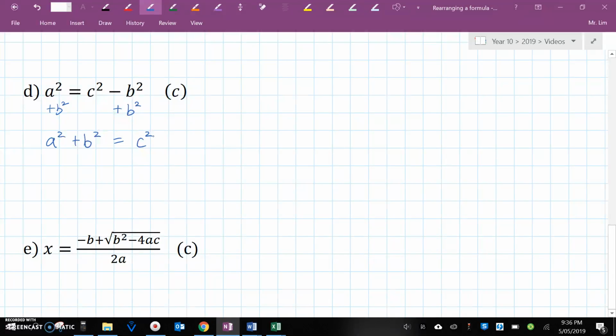Now we can get c by itself by doing the opposite of squaring, because we need to get rid of this square, and that's square root. So we're going to square root a squared plus b squared, and that will leave us with c by itself.